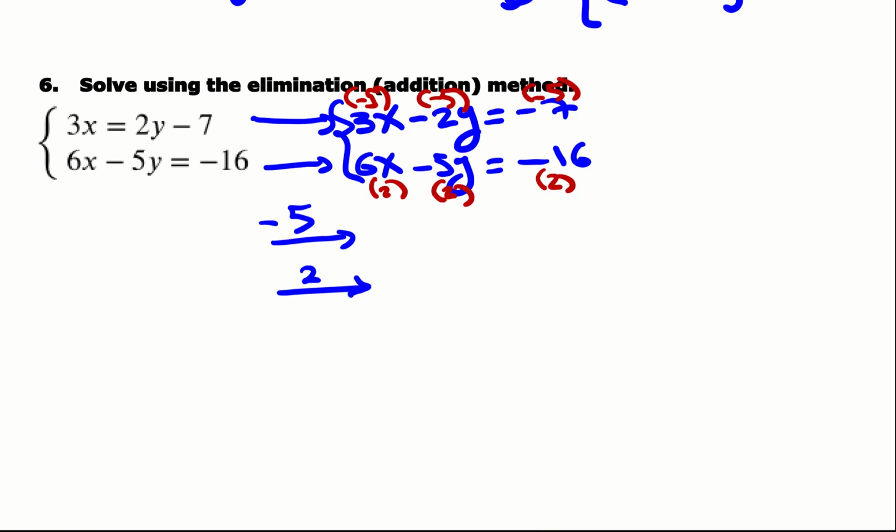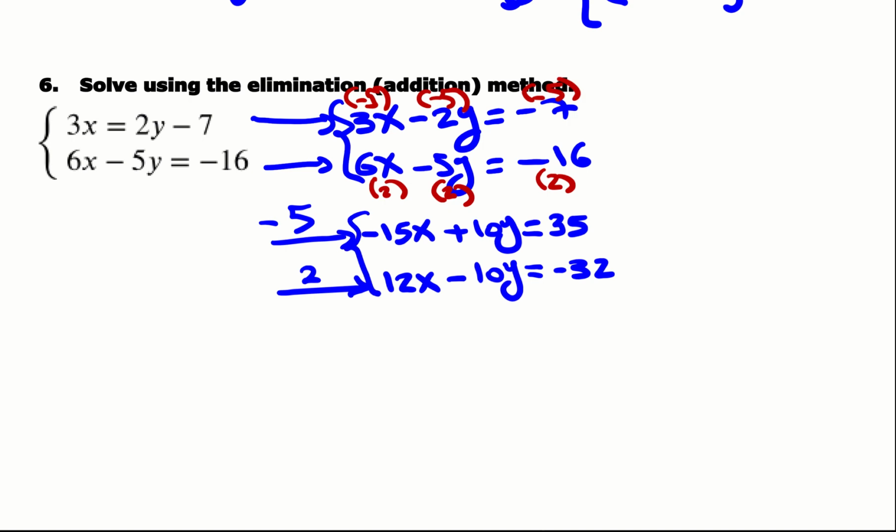So notice we end up with, for the first equation, negative 15x plus, watch the signs, 10y equals 35, and we have 12x minus 10y equals negative 32. So at any point where you feel like you should be able to do something, as always, pause the video and finish it on your own.